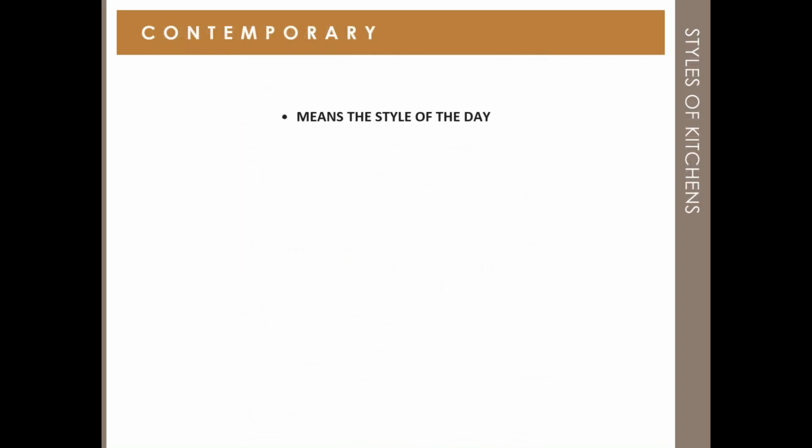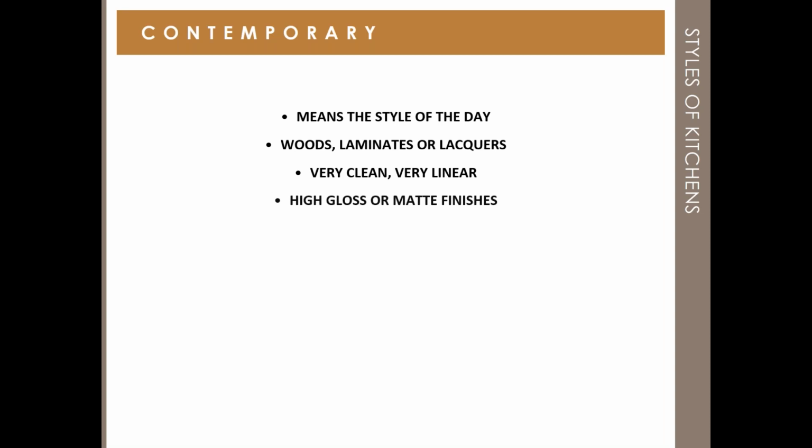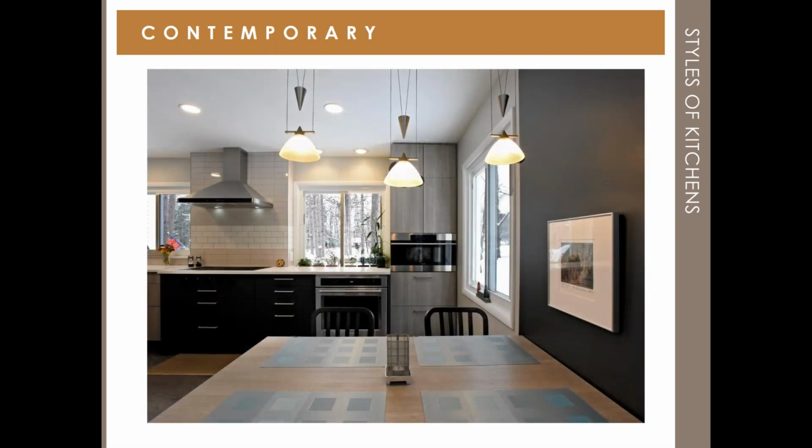Modern means style of the day: woods, laminates, lacquers. Very clean, very linear. High gloss or matte finishes. There's that full overlay or frameless. No soffit. Soffit's that box that you guys have above the cabinetry. People are getting rid of that today. Even in alt styles, they want to get rid of that. And there's usually not a reason why it can't be replaced.